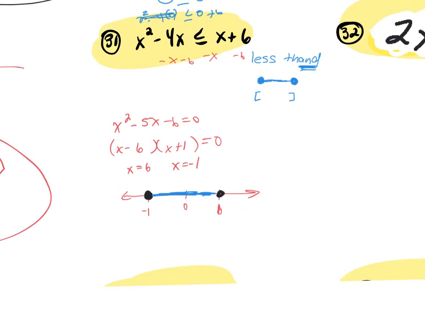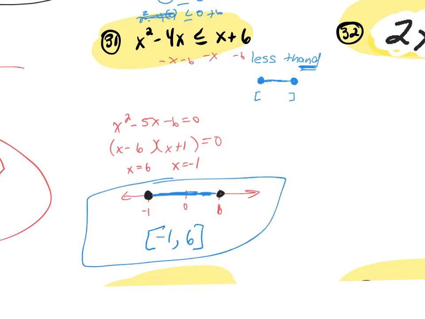So how would I write my interval notation for my graph? You would put negative 1, good. Comma 6. And what goes on either end? How come? Because it's or equal to. And this is what I'm looking for, guys, for your inequalities. This is what I'm looking for.